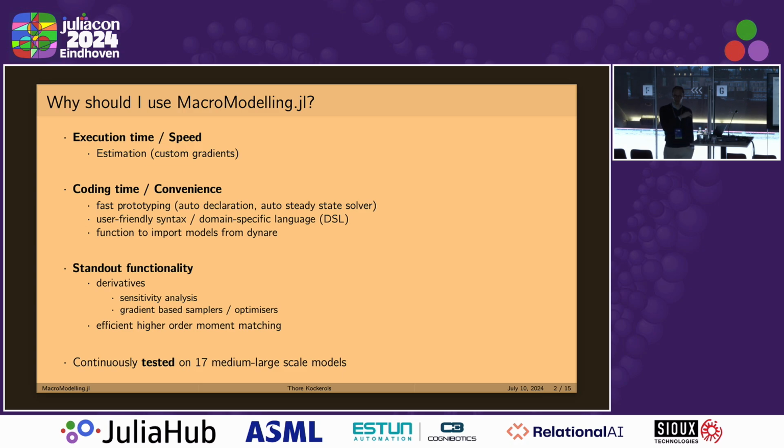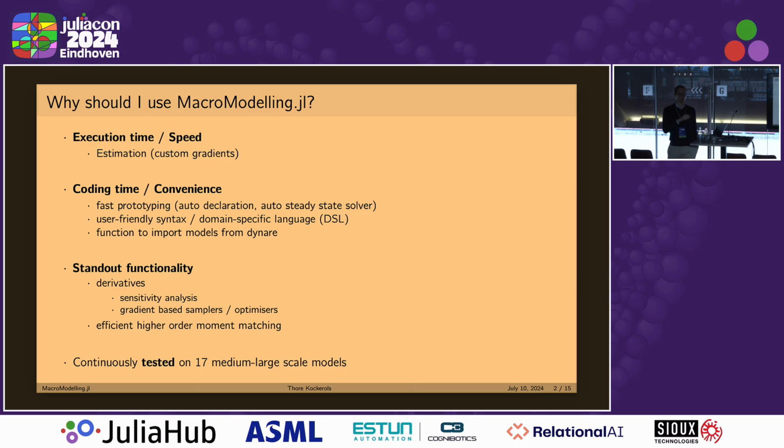Since I'm a user as well of these models, I try to take the perspective of what is the annoying part I want to do away with? You spend a lot of time essentially prototyping, testing different equations in your model, and that I try to make as fast as possible via a few tricks. For example, usually you define an equation, but then you have to declare variables. This you do not have to do here. So I use macros, which take away all this burden for you.